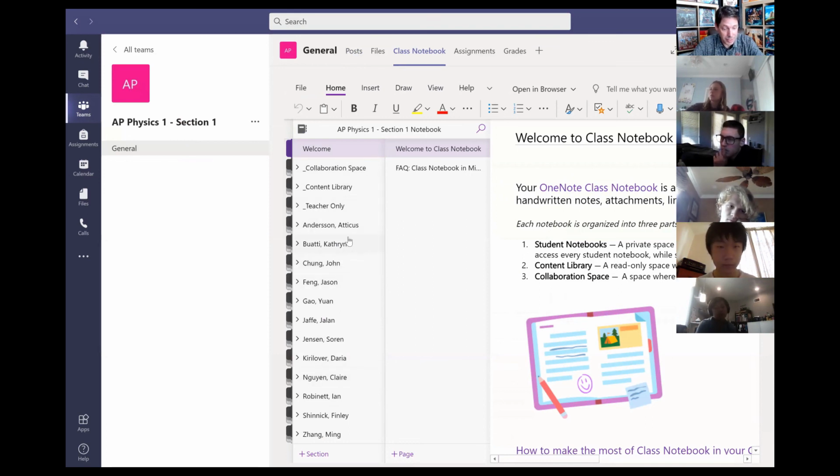I'm not sure. Maybe you see everybody. I don't know what it looks like on the student side. But you should at least find your own. And you should see a collaboration space for sure. Those 2 things are what you're going to need.